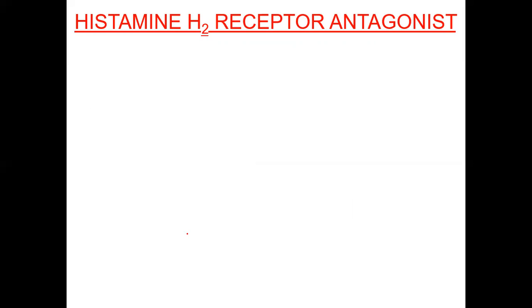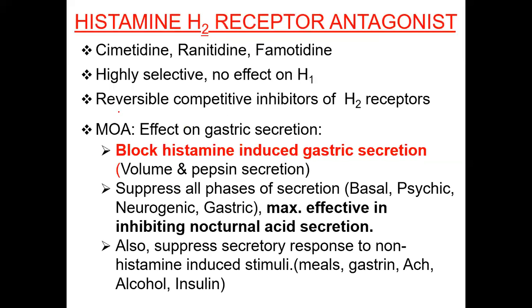Then what are the drugs that we have? Histamine or H2 receptor antagonists are the drugs that are used. We have cimetidine, ranitidine, and famotidine, which are highly selective as they do not have any action on the H1 receptor. And these drugs tend to reversibly bind to the H2 receptor. So that means this particular receptor is intact and they do not change the configuration of this particular receptor. How do they act? They block histamine-induced gastric secretion.